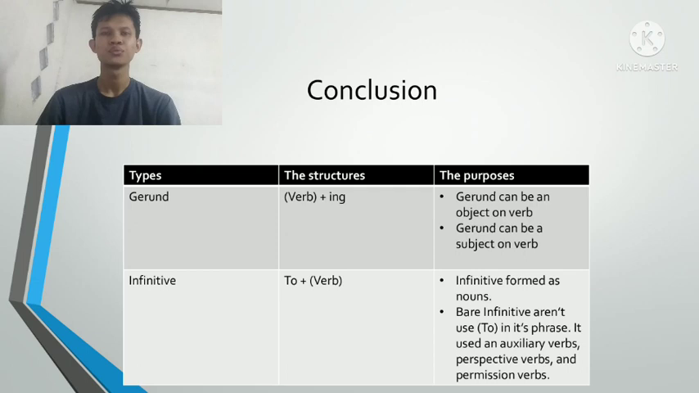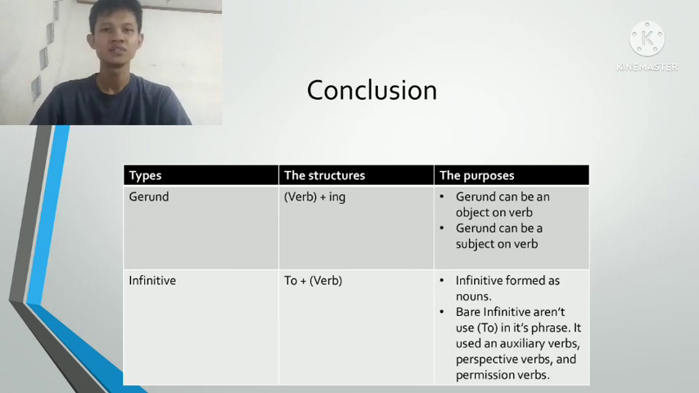And finally, we are going to the conclusion session. In this lesson, we can conclude that a gerund is a noun which is formed from a verb. The structure is verb plus ing, and the functions are to form the gerund into a subject or object.